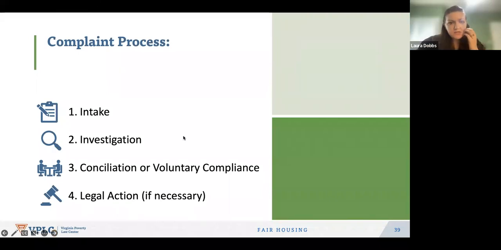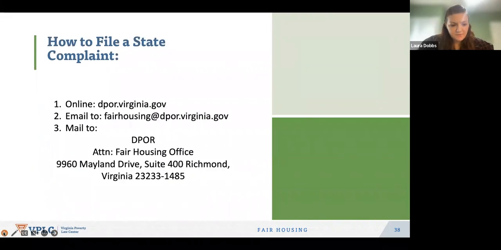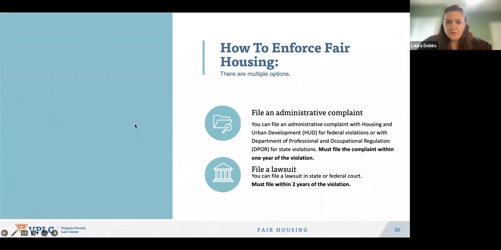Now, I'll add too that these 2 methods for enforcing federal housing, whether it's filing an administrative complaint or a lawsuit, aren't exclusive of one another. So even if you filed an administrative complaint and that person decides, actually, I want to file a lawsuit, there's nothing stopping them from doing that. And it can go the other way. So you've already filed a lawsuit. You can also still file an administrative complaint, even if you've already done the lawsuit.